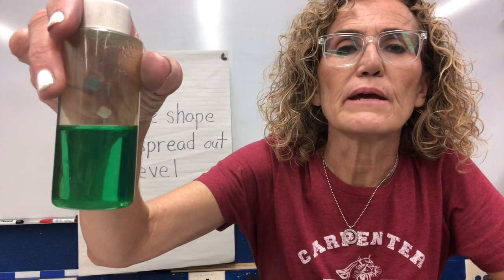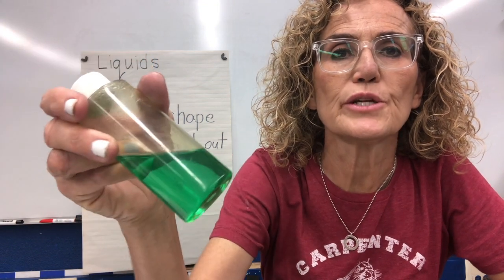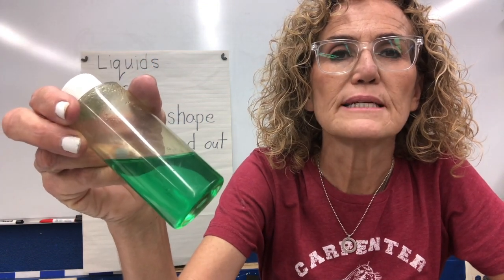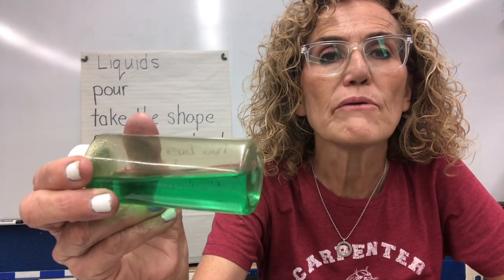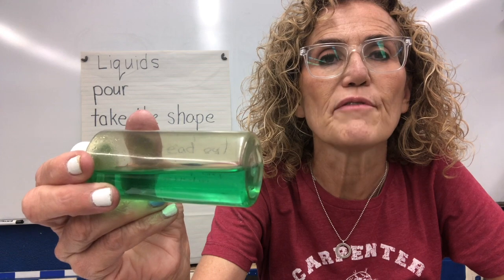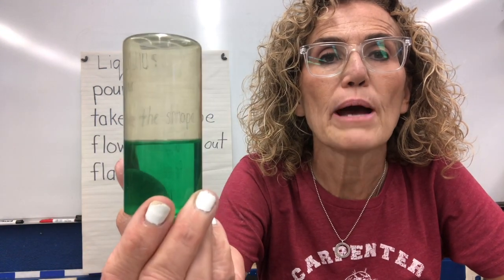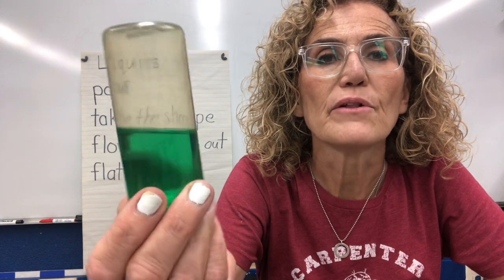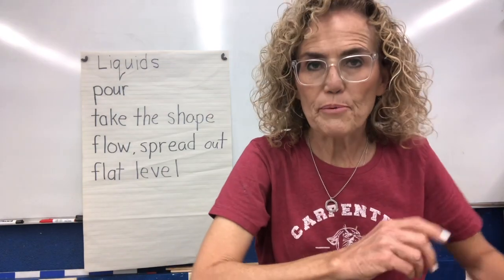I have a liquid here and the top is flat. And as I turn the liquid, the top is still flat. The level is always parallel to the surface of the floor, of the ground. So no matter how I move the bottle, the level is always flat. So those are properties of liquids.